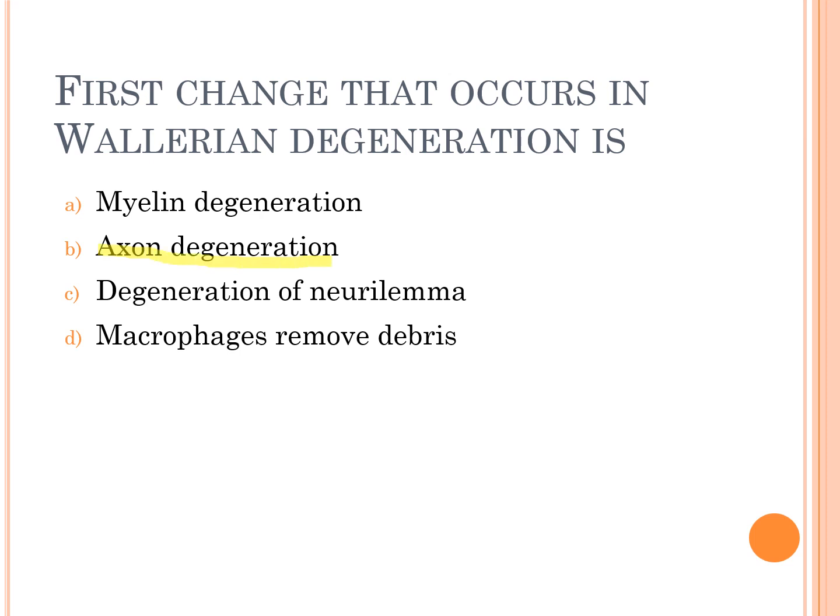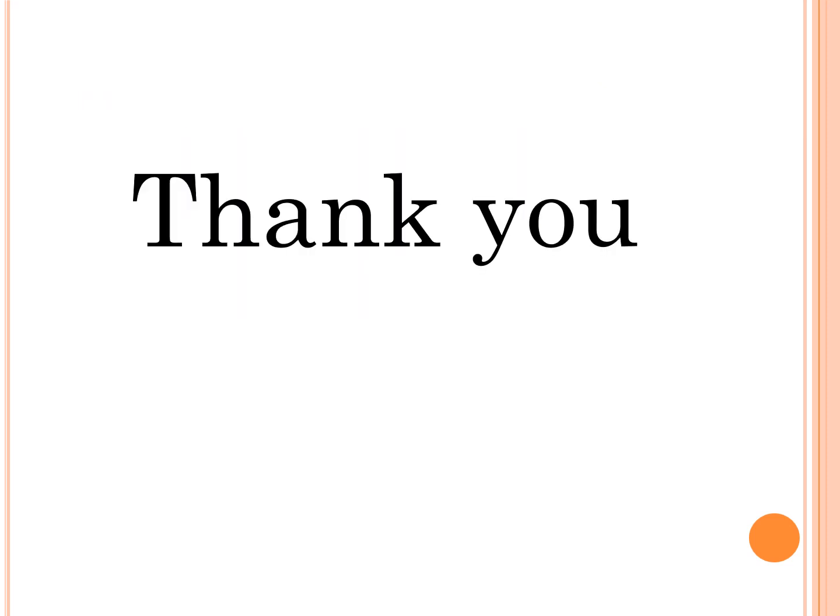I told you, the first thing which will happen is the axis cylinder will swell, and it will break down into small fragments which will form debris. Then only following this, myelin will degenerate, and this will form fat droplets. Both of these, debris and fat droplets, will be removed by macrophages. That will occur later. Once the debris is formed, the neurolemmal tube will remain as a hollow tube. No degeneration will occur in the neurolemma. Neurolemma is usually unaffected. So which is the answer? Axon degeneration is the answer. Thank you.